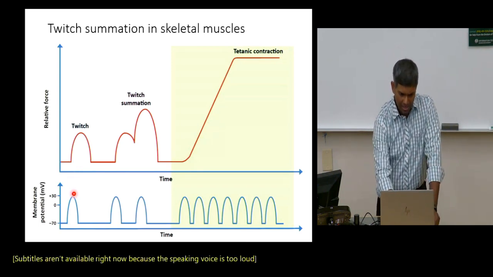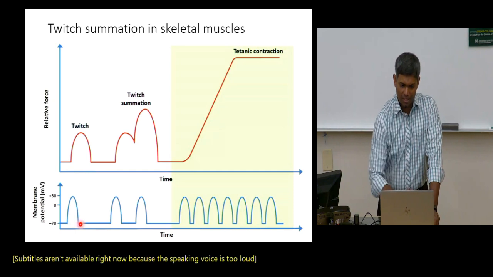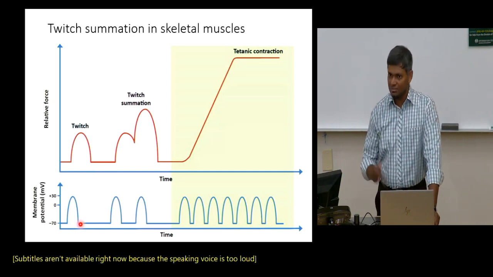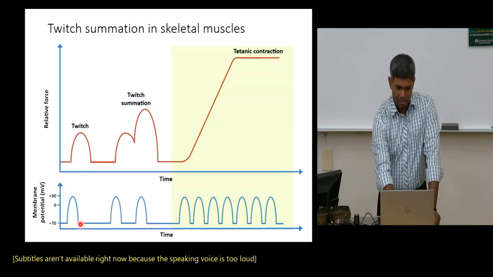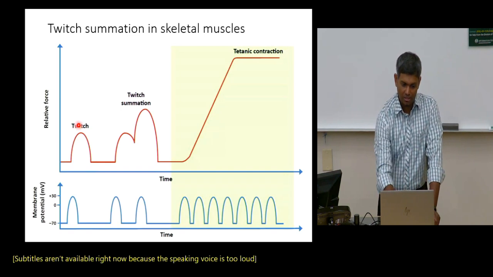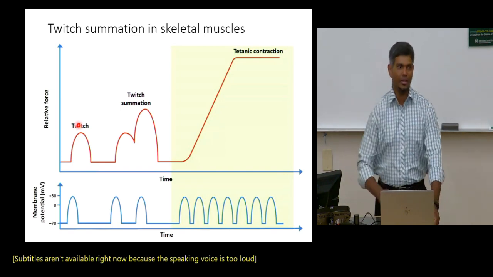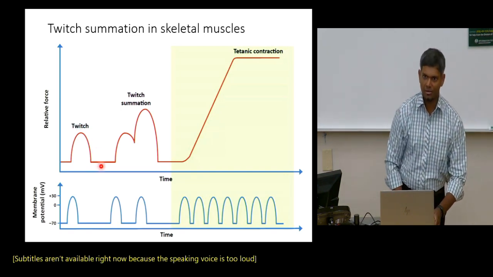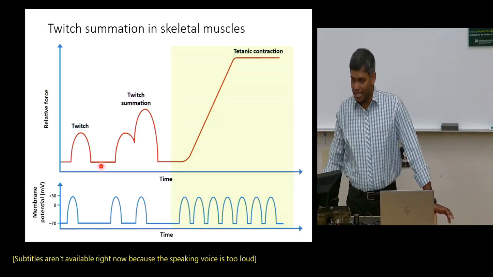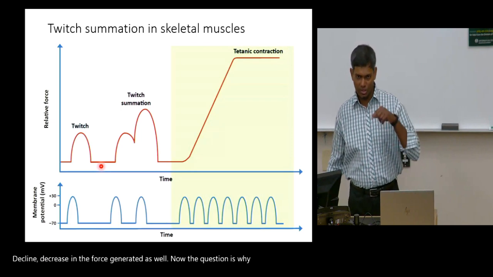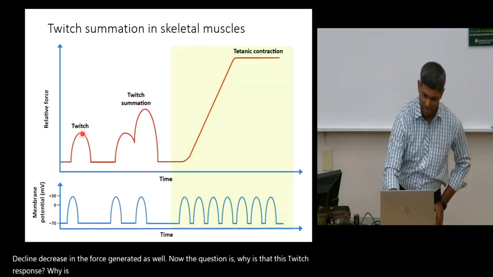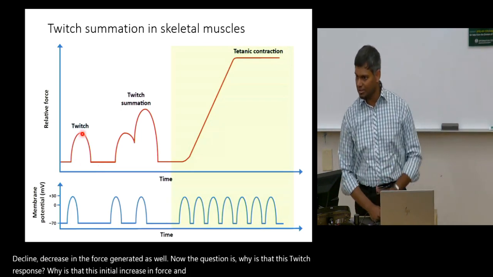So we see that when there is an action potential in the skeletal muscle cell, it lasts around 1 to 2 milliseconds. And in correspondence to that, you have a twitch where you have an increase in the force generated by the muscle, and then there is a decrease in the force generated as well. Now the question is why? Why is there this twitch response? Why is there this initial increase in force, and then why is there the decrease in force?